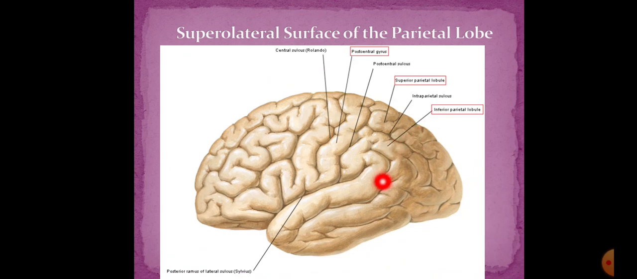The parietal lobe on the superior surface contains only 3 gyri. This one, which is located posterior to the central sulcus, is named the postcentral gyrus. And here the superior parietal lobule and here the inferior parietal lobule. So 3 gyri: postcentral gyrus, superior parietal lobule and inferior parietal lobule.